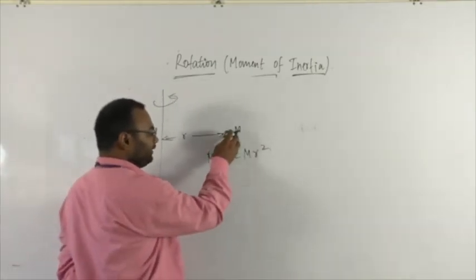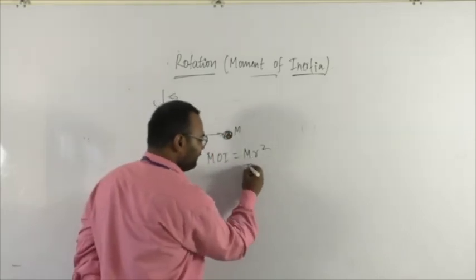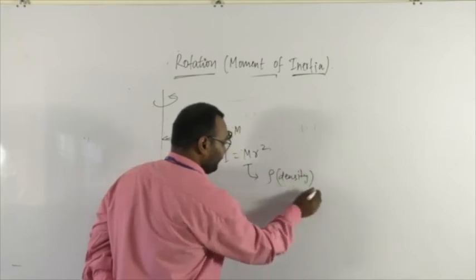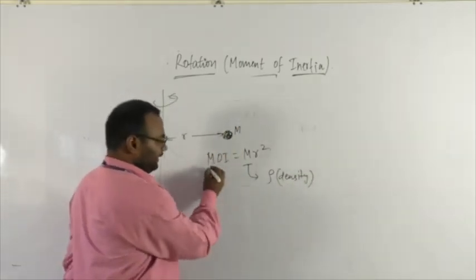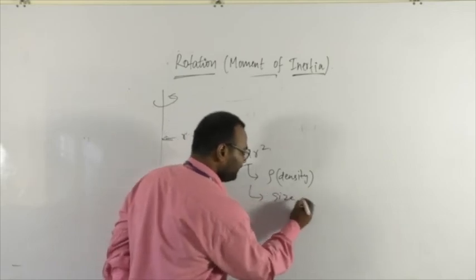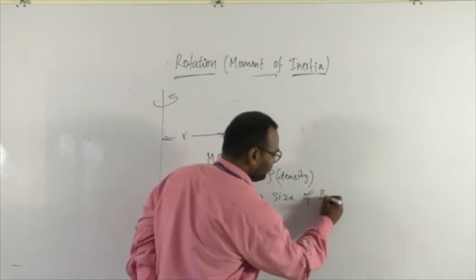Now, since moment of inertia depends upon mass, and mass also depends upon density of the material, so finally we can say that moment of inertia depends upon density also, and also size matters, size of body.